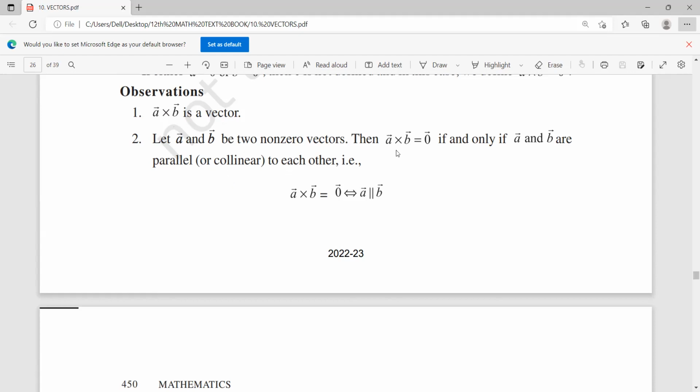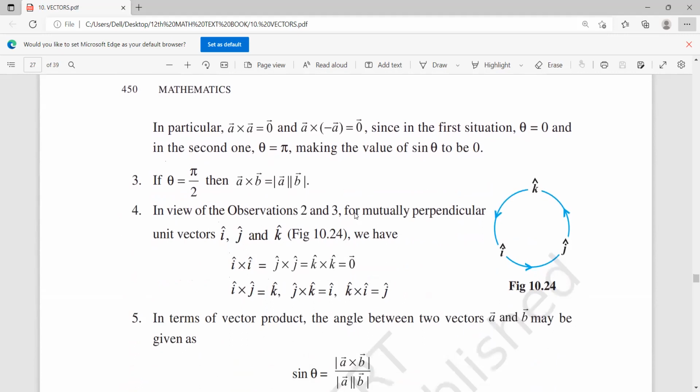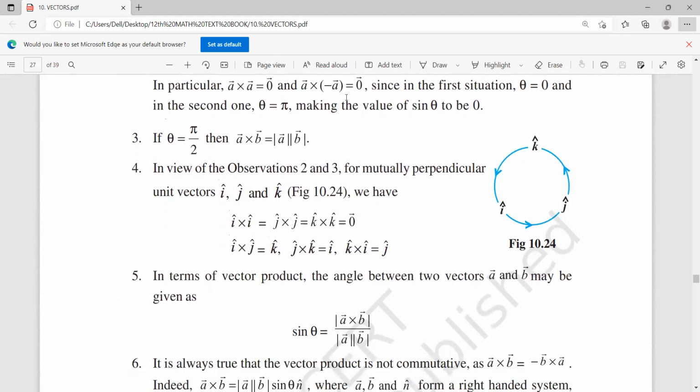Let A and B be two non-zero vectors. If A is non-zero, B is non-zero, but A cross B is 0, that implies A and B are parallel. If dot product is 0, A and B are perpendicular. If cross product is 0, A and B are parallel because sine theta is 0, that is theta is 0 degrees. You should remember that. Like this, A cross A is 0 and A cross minus A is also 0. And if theta is 90 degrees, then A cross B equals mod A mod B.